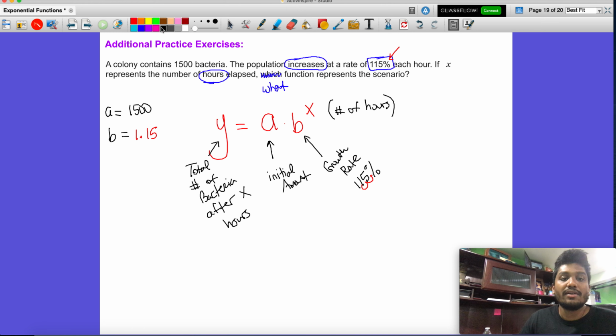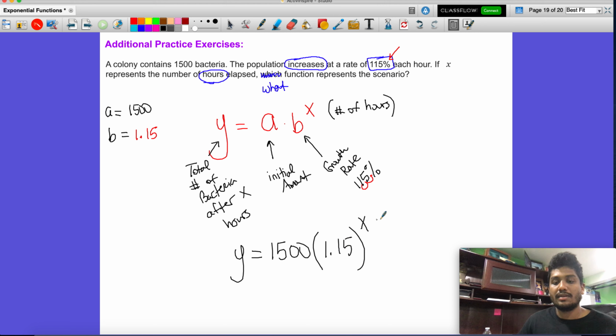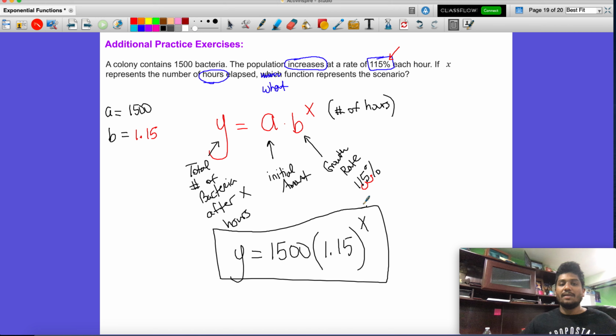So our final equation then is going to be y equals, remember we're keeping the y's, keeping the x's. The only thing that changes is just the a's and b's. 1500 times 1.15 to the x. This is going to be what our final equation is going to be. Okay, and that's pretty much all there is to it for exponential growth functions.